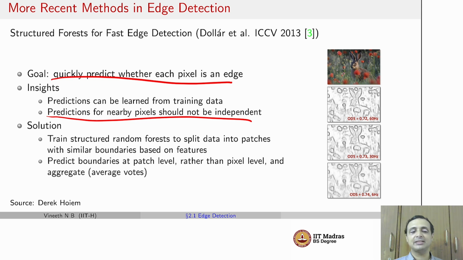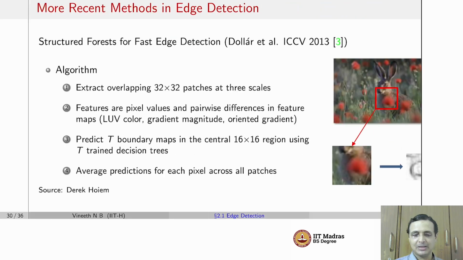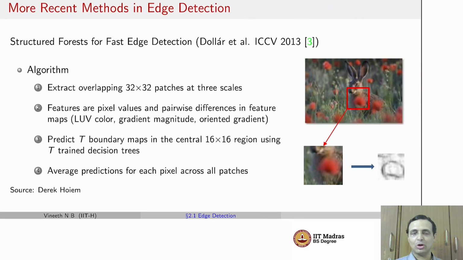So these are two insights that they actually use. But the way this method works is it operates at the level of patches in an image, and it uses the random forest classifier to be able to tell which pixels in a patch correspond to an edge. Let's see this in a slightly more algorithmic manner.